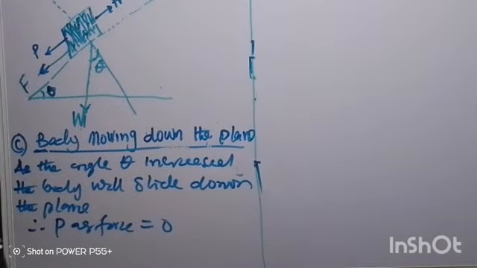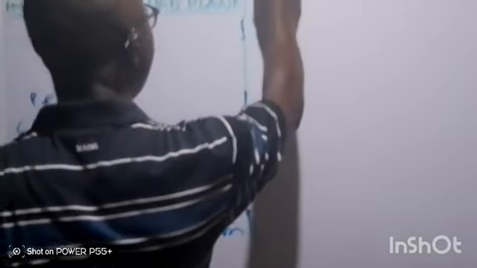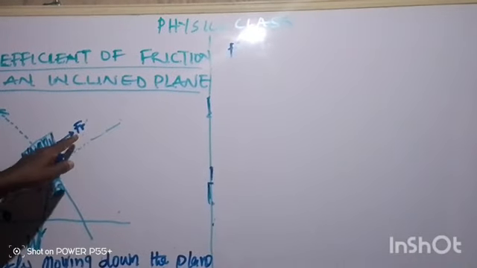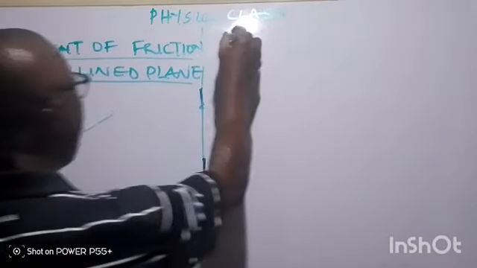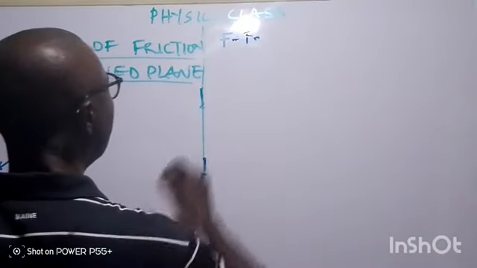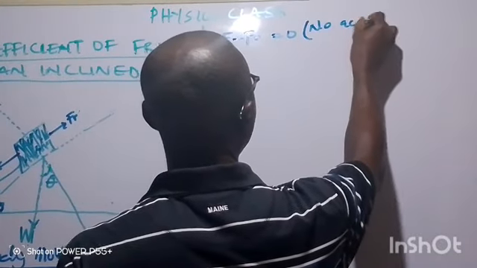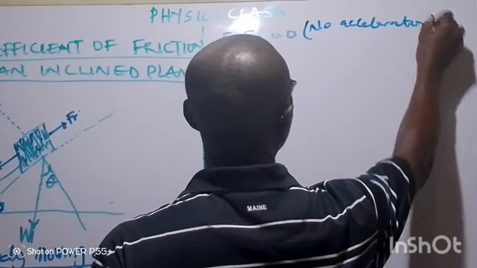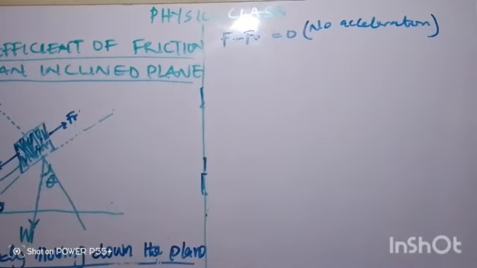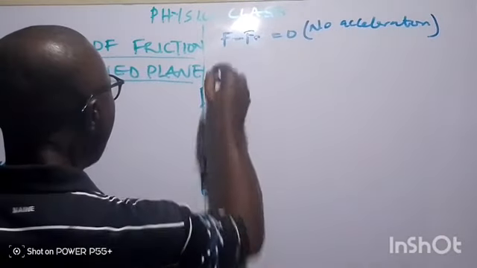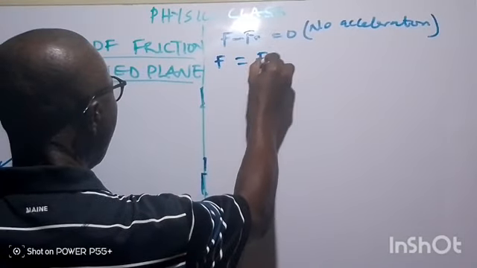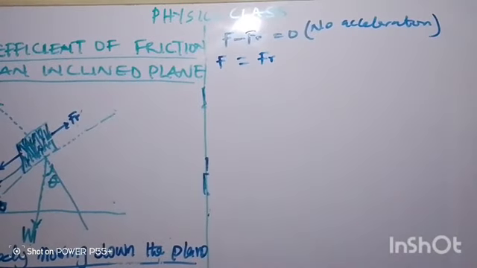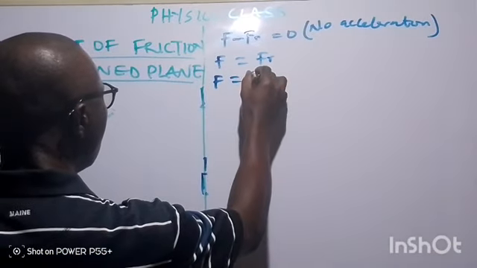If P is equal to 0, then since the body is trying to slide down, the limiting frictional force acts in the opposite direction. That will be F minus Fr equal to 0. That is when there is no acceleration. So from there we can say that F will be equal to Fr, and from there F is equal to mu R.